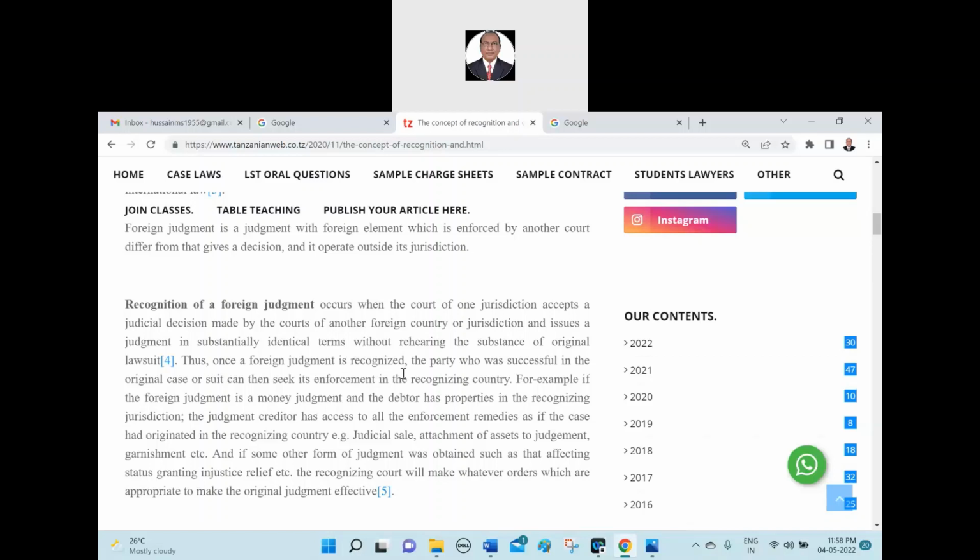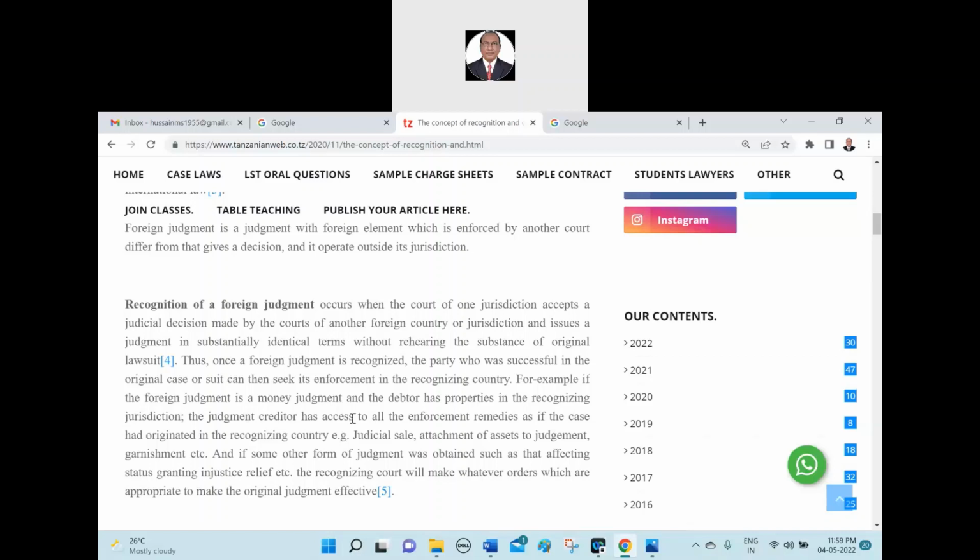So once the judgment is recognized, the successful party can implement it where they want to. For example, if a foreign judgment is a money judgment, a money suit, and the debtor has properties in the recognizing jurisdiction, the judgment creditor has access to all the enforcement remedies as if the case had originated in the recognizing country. For instance, the Kenyan court has decided that the judgment debtor has to give the amount to the creditor.